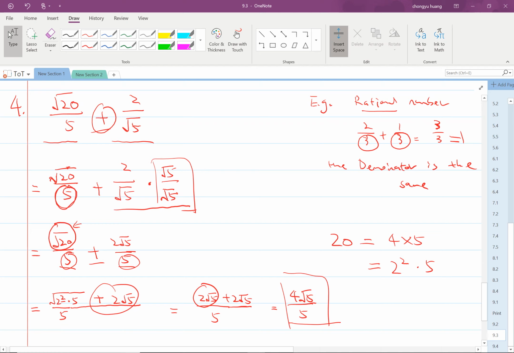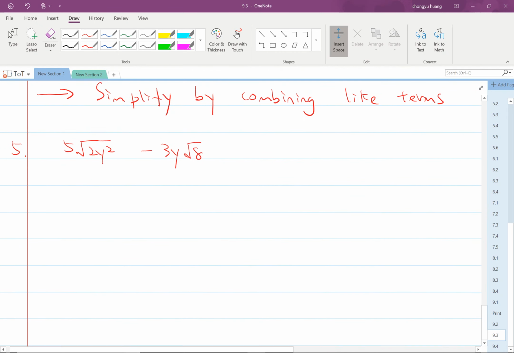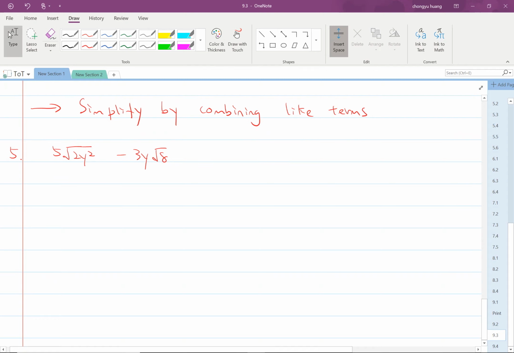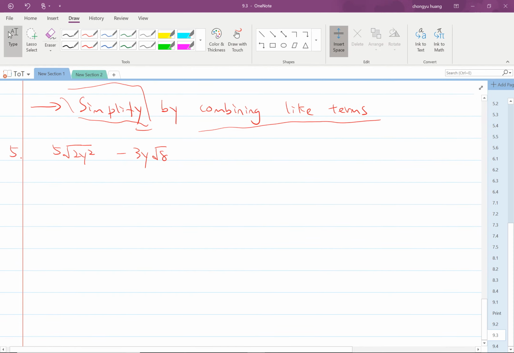Okay, so now let's move into the last question. The last question here is to simplify by combining like terms again, but this one is a little bit different. Since this is the last question, pause the video and try to do it by yourself.